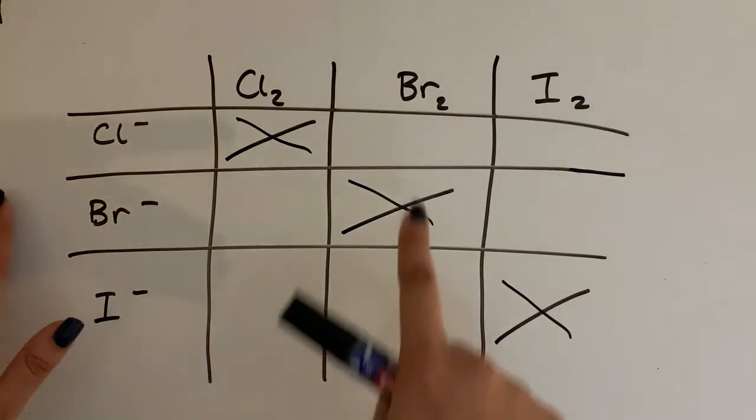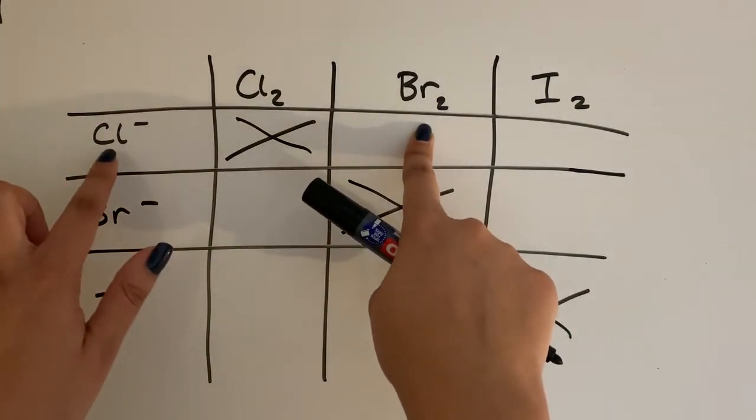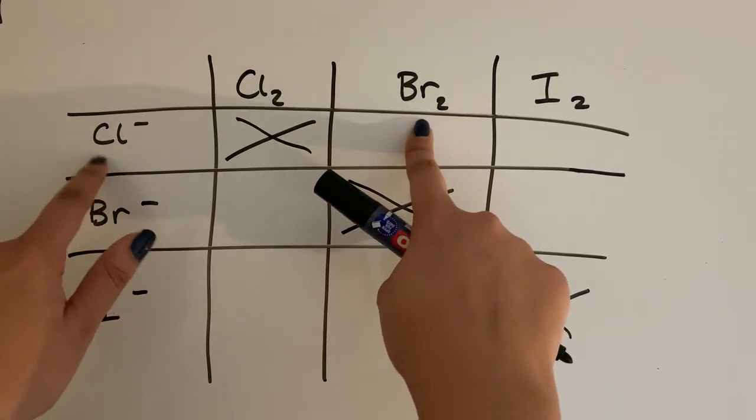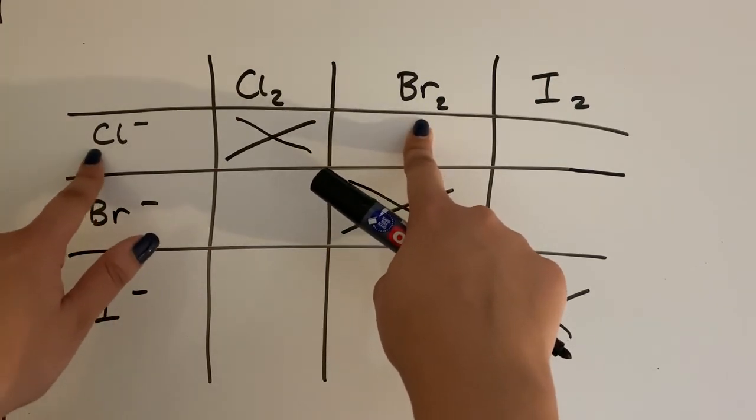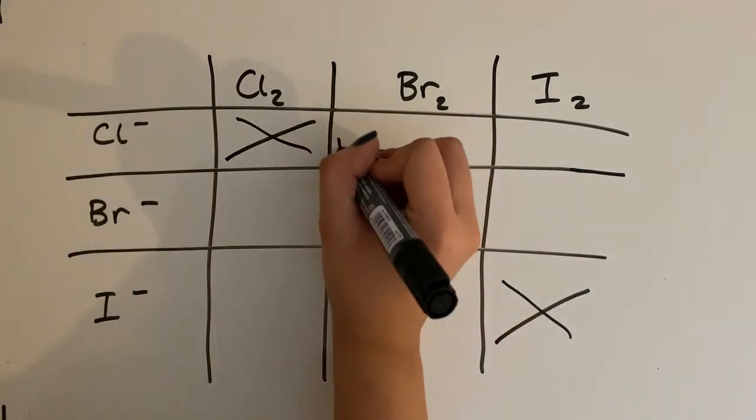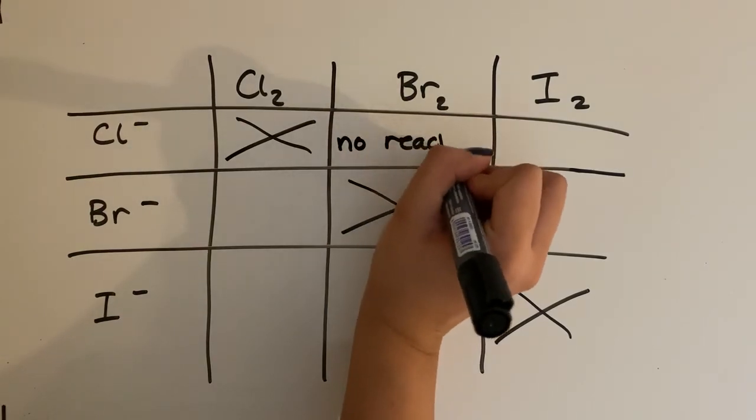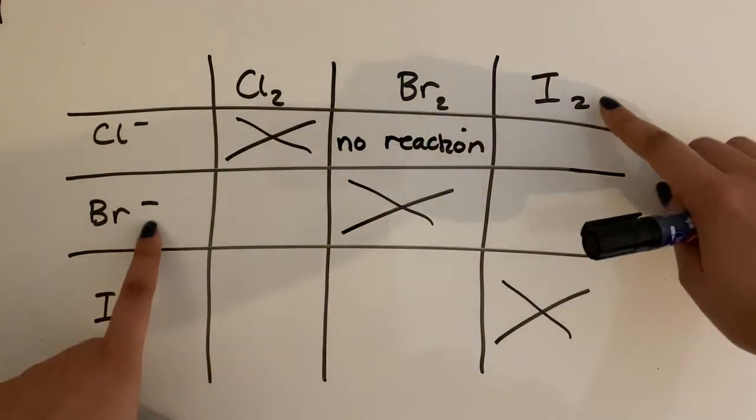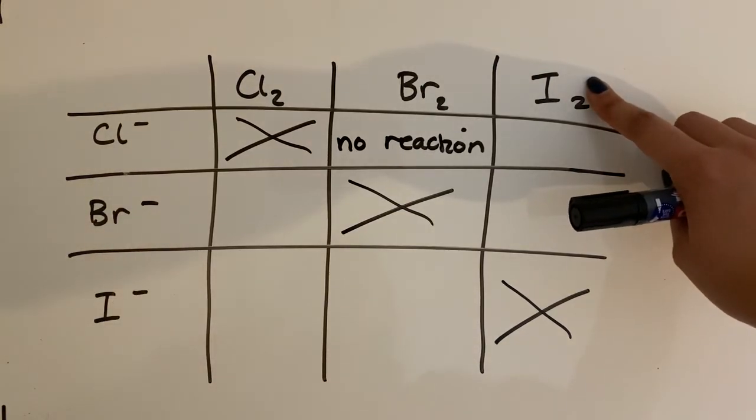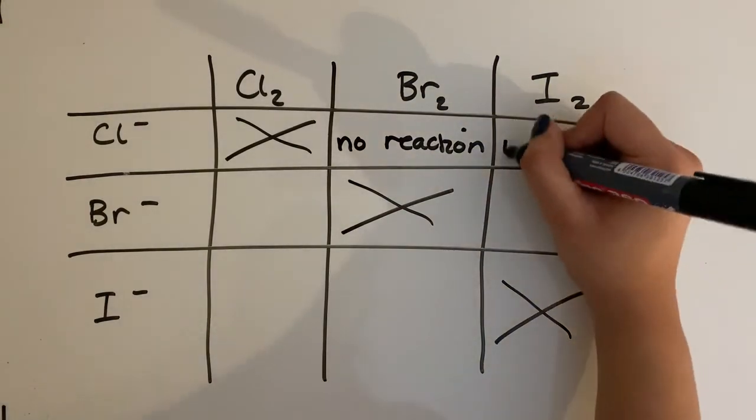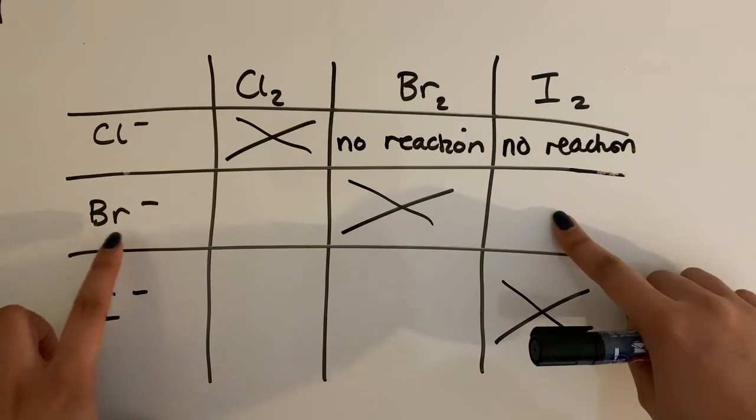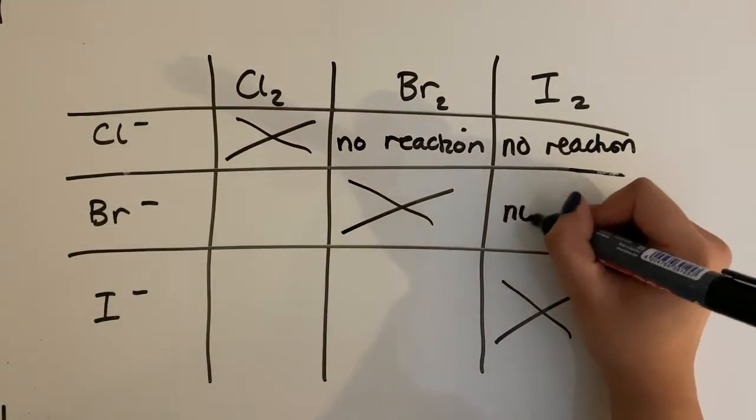Right, if I add bromine solution to something chloride, for example sodium chloride, bromine is not more reactive than chlorine, so it won't kick the chloride out of the compound. So for this reaction you won't see any observation because there'll be no reaction. The same thing happens between iodine and chloride. Iodine is not reactive enough to kick out the chloride ion, so again, no reaction here. And iodine is not reactive enough to kick out the bromide ion, so again, no reaction here.